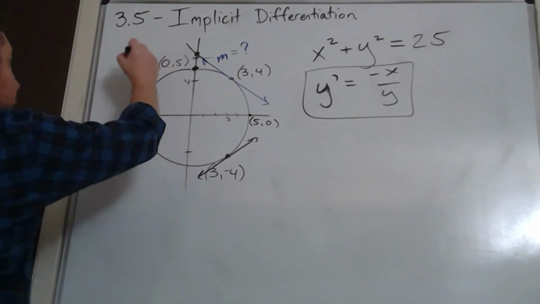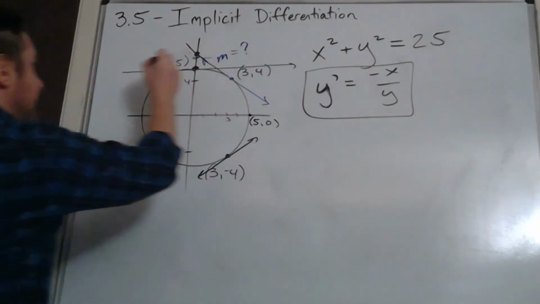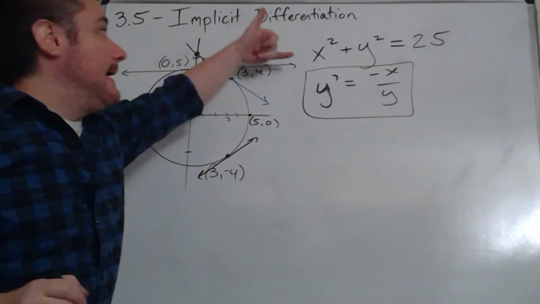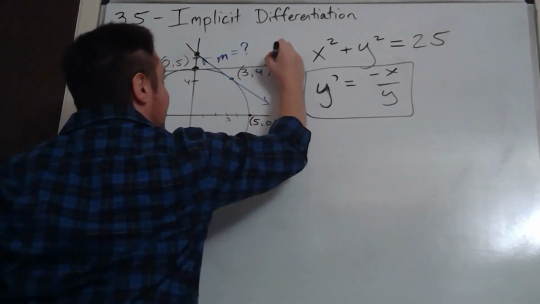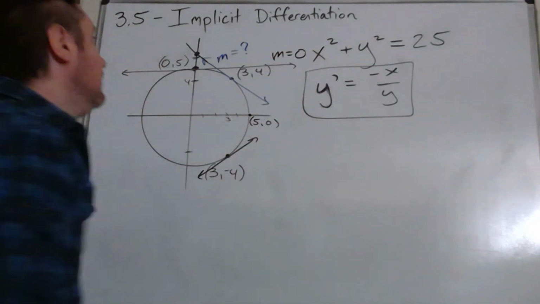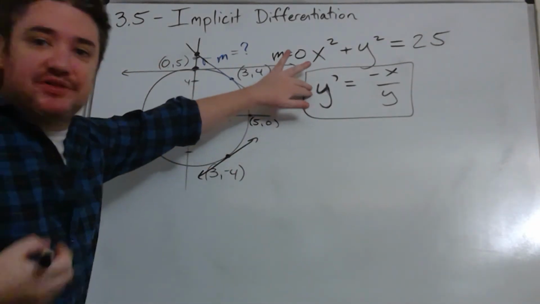Well, that's the top of the circle, right? So that tangent line is actually a horizontal line, right? Slope is 0. So I know that just visually. Is that true? Does that work with this derivative that we found?